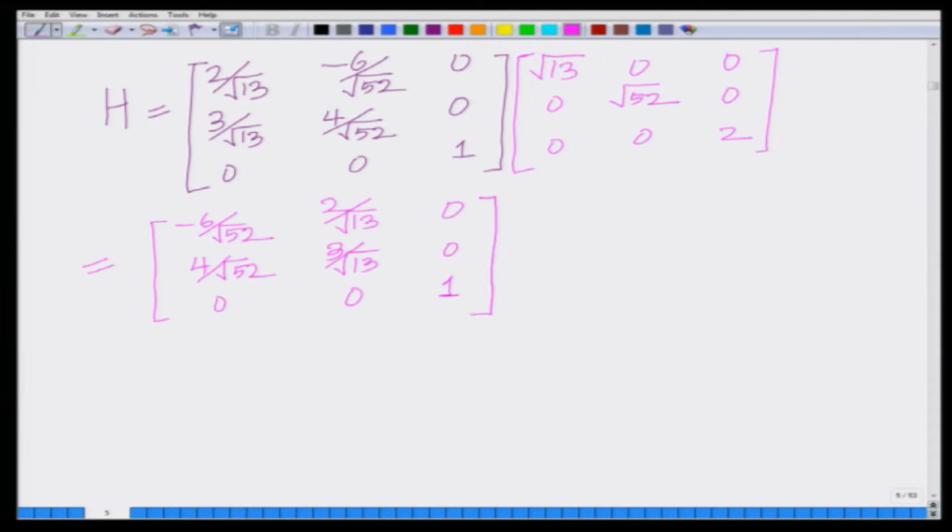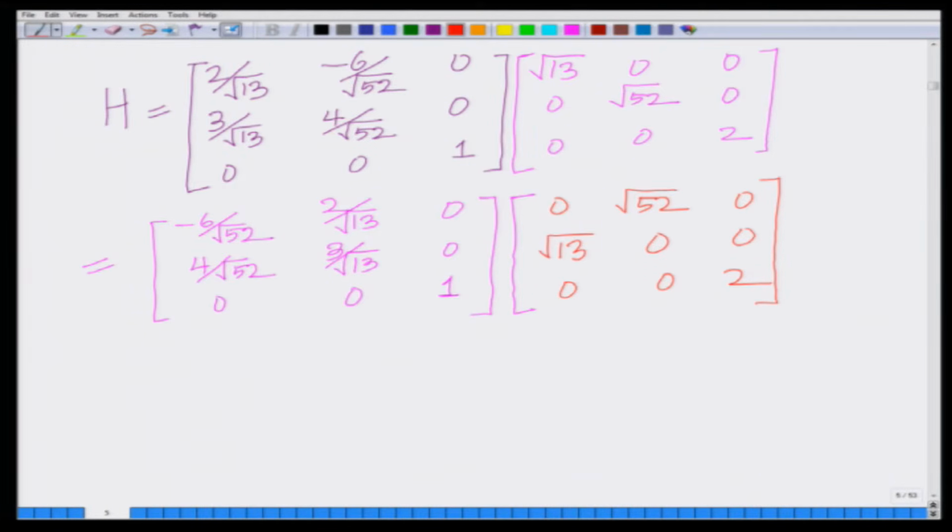Now, since I am switching the first 2 columns of the first matrix, I have to switch the first 2 rows of the second matrix. So, I will have 0 square root of 52, 0 square root of 13, 0, 0, 0, 0, 2. So, this is what I have. Now, I want to again shift the columns to make the second matrix a diagonal matrix.